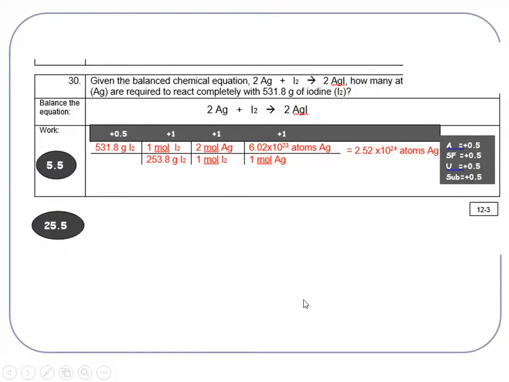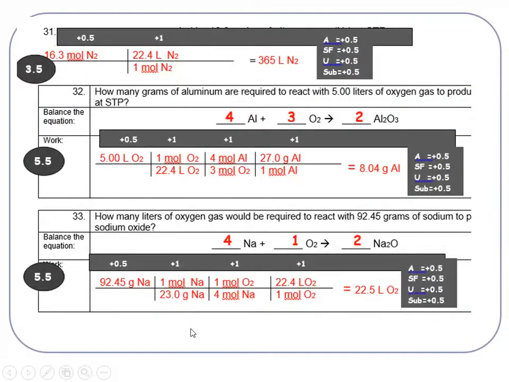For 30, I have here 531.8 divided by 253.8, times 2 over 1 times Avogadro's number gives you 2.52 times 10 to the 24th atoms of Ag. If you could, please write how many you missed at the bottom. Now we're moving on to the next page. 16.3 moles of N2 times 22.4 liters of N2 equals 365 liters of N2.